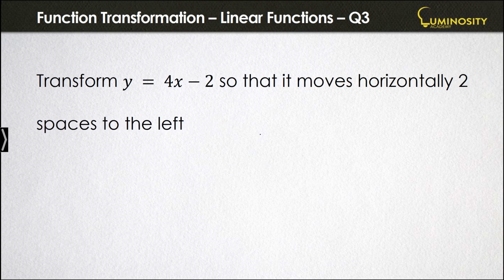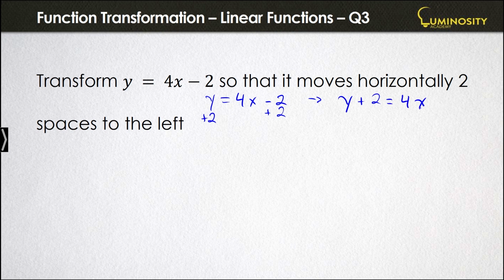Let's do one last question together. We want to transform y equals 4x minus 2 so that it moves horizontally 2 spaces to the left. So the first thing we want to do is what we did before. We want to transform it so that it is in the form x equals. So we have y equals 4x minus 2. So we're going to add 2 to both sides. And we'll get y plus 2 equals 4x.